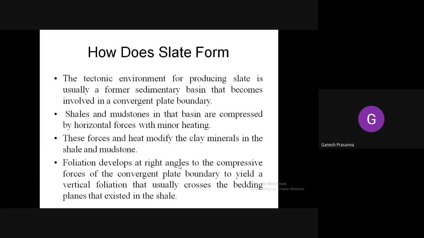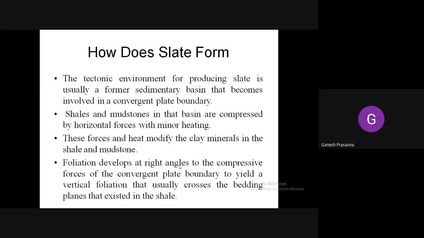So how does it form slate? It is formed in a tectonic environment. Producing slate usually requires a sedimentary basin, usually involving convergent plate boundaries. Shales and mudstones in that basin are compressed by horizontal forces. Once the compression starts, there will be minor heating also, because pressure and temperature are proportional to one another. Pressure increases, temperature increases. If temperature decreases, pressure also decreases.